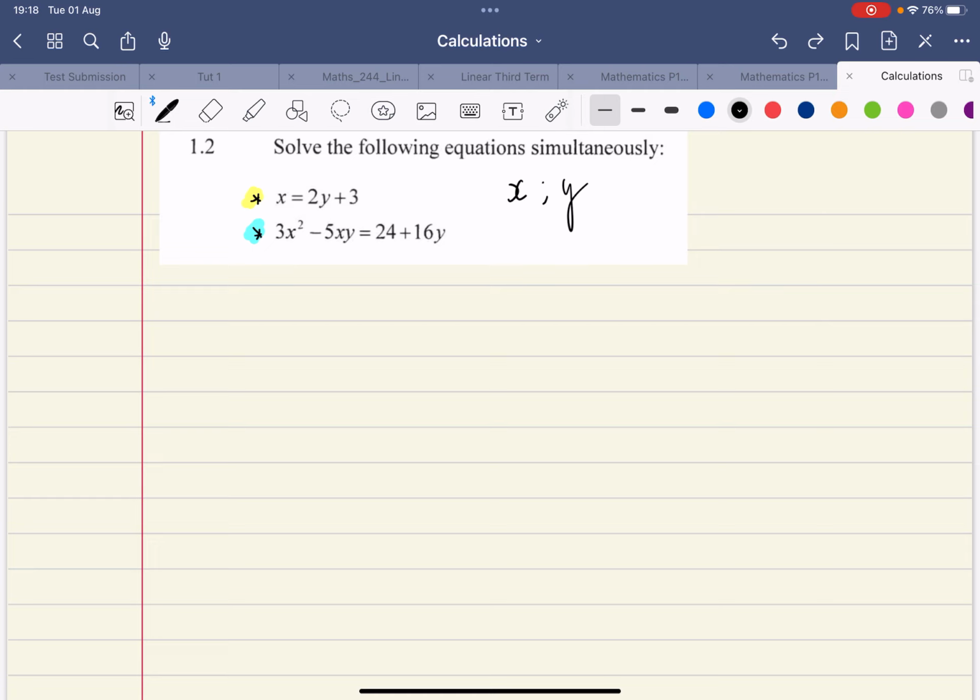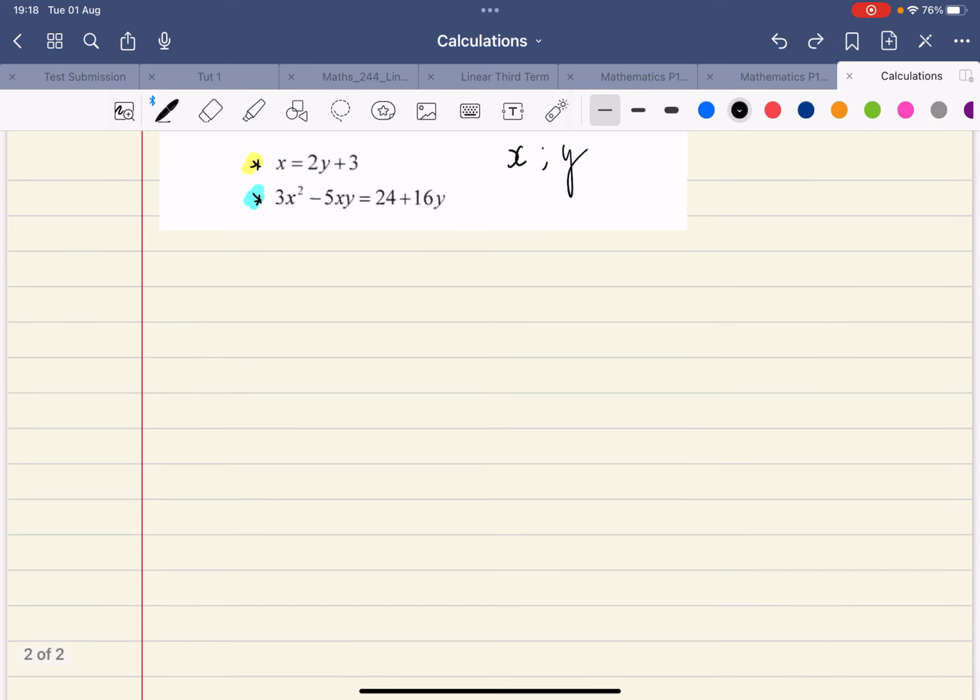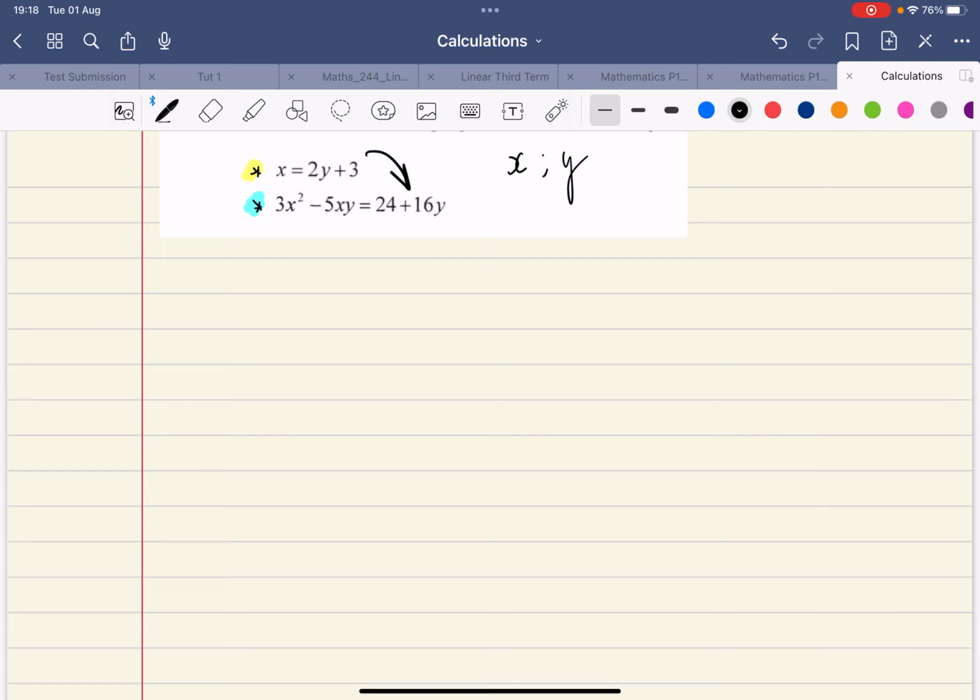first we must isolate one of the variables, x or y. And fortunately, that has already been done for us over here. So all we have to do is plug in this expression for x into this equation, thus allowing us to solve for y in terms of x over here. So let's continue.